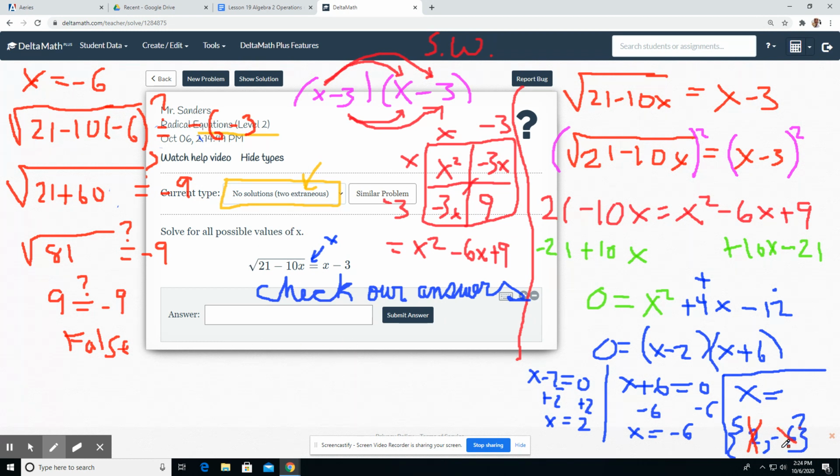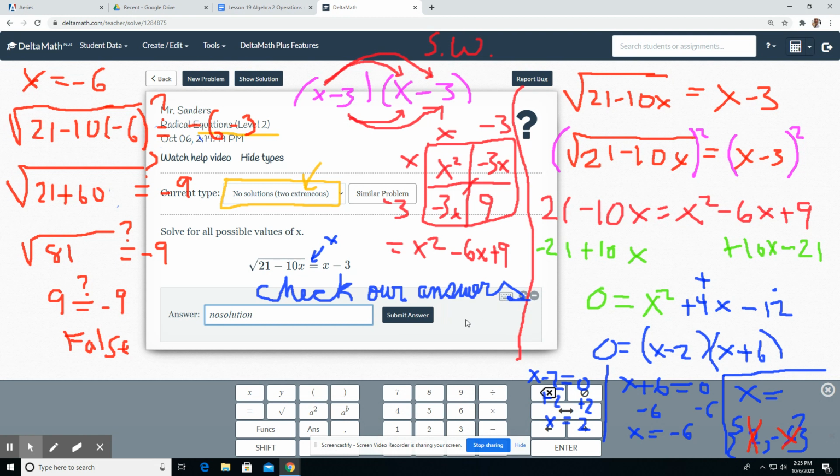So negative 6 does not work either. There is no solution here, no solution to this problem. So what do I say? No solution? Let's see. How do they want the answer to be submitted? Do they have it as part of a... Yep, there it is right there. This circle with a slash through it means no solution.